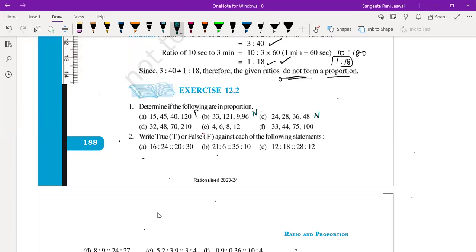Okay, so we'll leave it at this much for today. Okay, Neha? Okay, ma'am. We'll continue this tomorrow, the proportion, and we'll continue with the unitary method also.